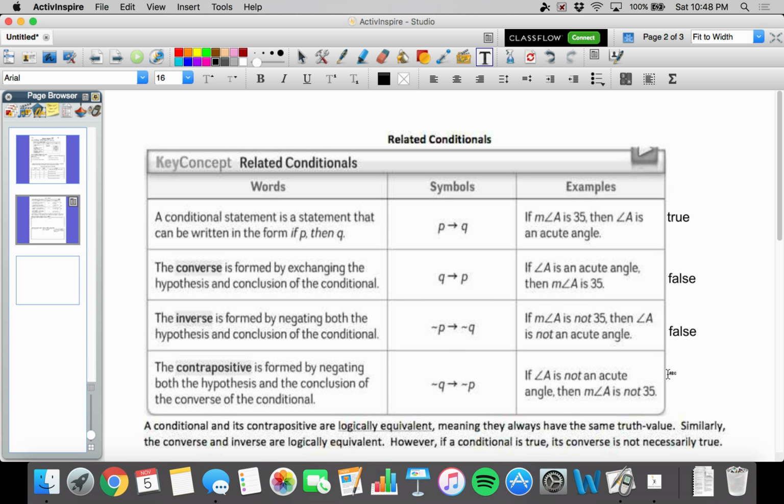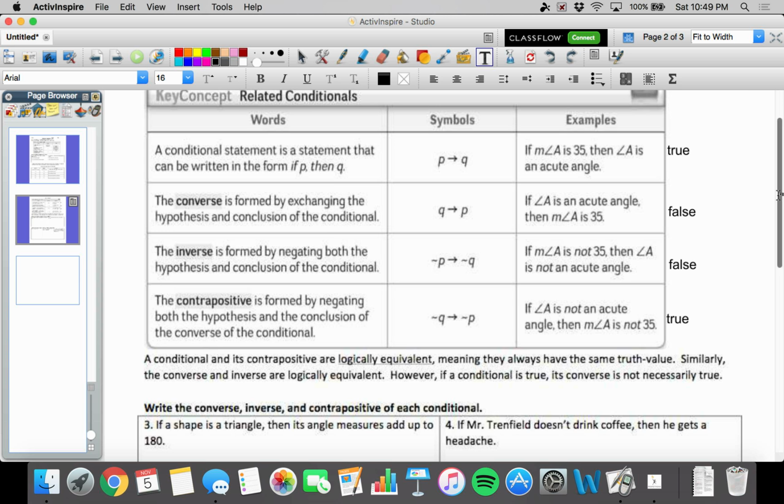And then we have the contrapositive. And this is when it's the combination of the converse and the inverse. So we switch them and we negate them. So we have if angle A is not acute, then the measure of angle A is not 35. And this is true, because if angle A were 35, then it would be acute.